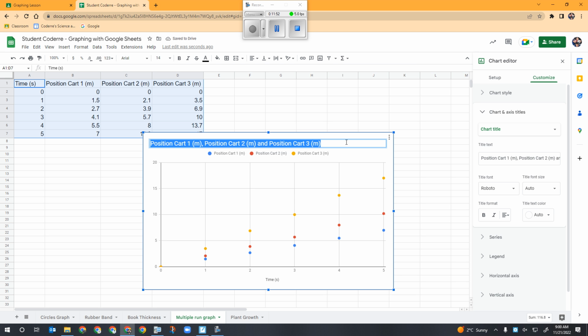I would say that title is not very good. That does not really tell me what is on that graph. I would call this a position versus time graph.